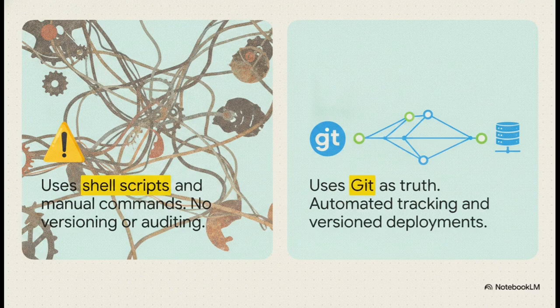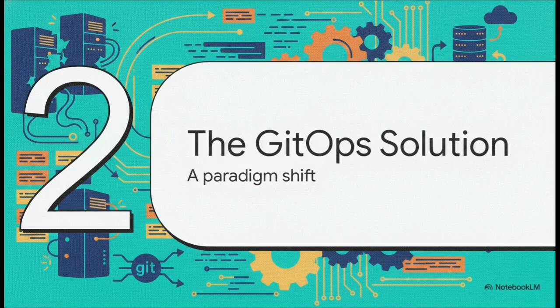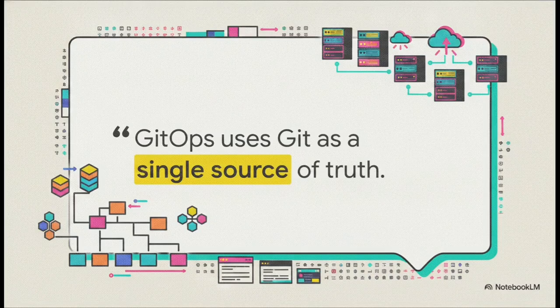GitOps steps in and essentially asks, hey, if our source code has a trackable, reviewed process, why shouldn't our infrastructure? Which brings us to part two, the GitOps solution, and honestly, a total paradigm shift. It is officially time to stop manually tweaking servers. We need to start treating infrastructure exactly like application code. The fundamental philosophy here is simple, but it's incredibly powerful. Git becomes your absolute single source of truth.